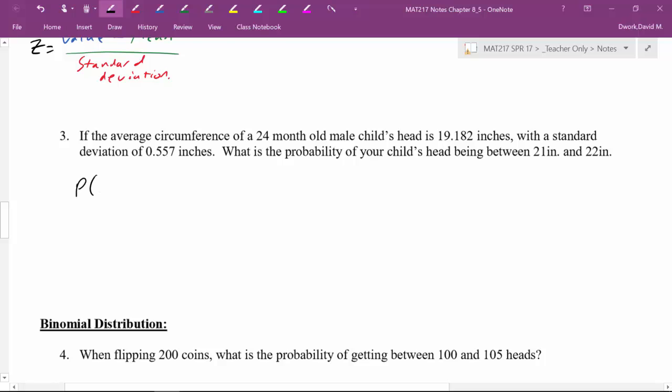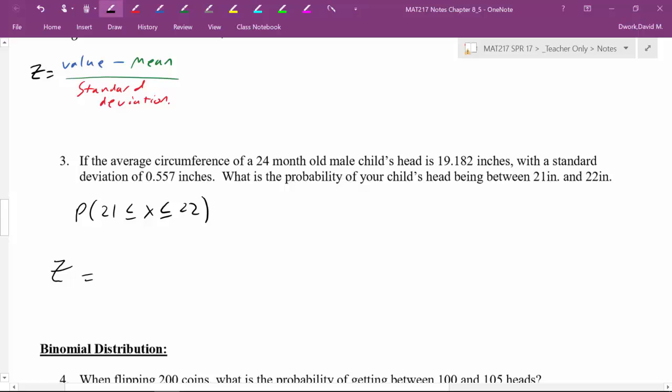So let's figure out what the probability of being between 21 and 22 inches would be. We're going to start off with the probability of being between 21 and 22. Now notice I'm using x because these are the actual values, the inches. We have not converted to standard deviations yet. So now we're going to use our z-score that we talked about in the last video, which is your value minus the mean, and they tell us the average is 19.182, with a standard deviation of 0.557.